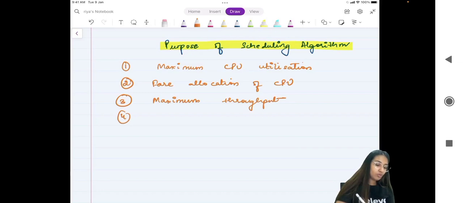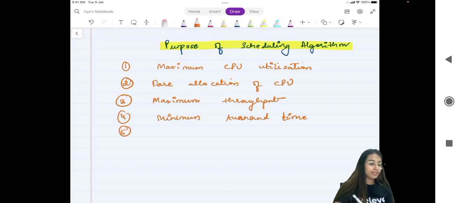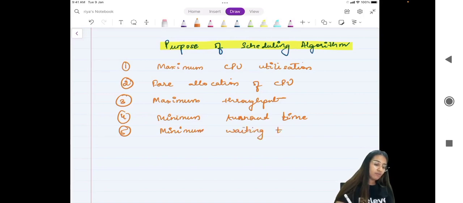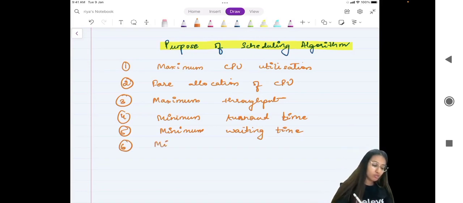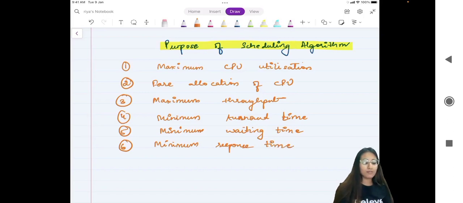Okay, we want to keep the turnaround time minimum. Turnaround time is the total time it takes for a program to process to execute, including the waiting time and the burst time. And then we want to keep the waiting time also minimum. We don't want a process to wait a lot in the waiting queues. We want to make sure that they wait as little as possible so that their overall turnaround time decreases. And we also want to make sure that the response time for any request is as low as possible.